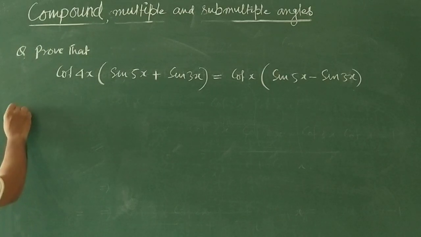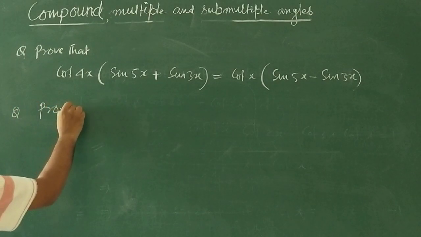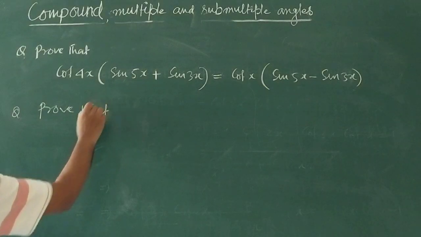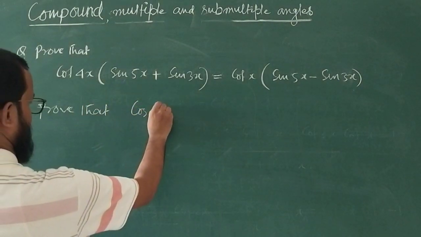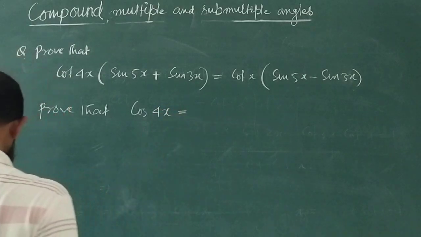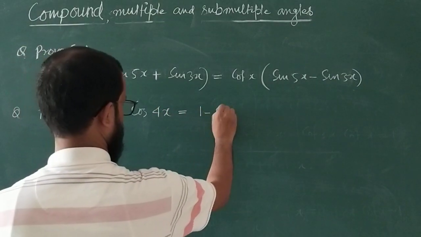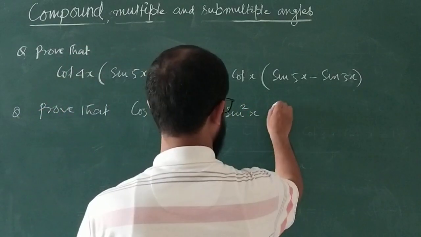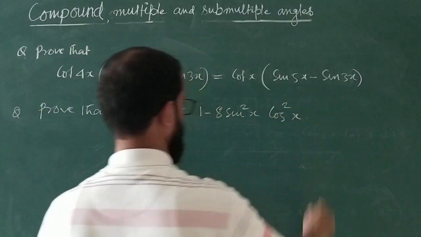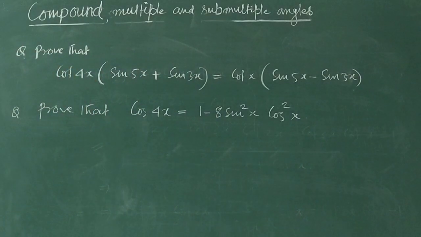Question: prove that cos 4x equal to 1 minus 8 sin square x into cos square x. Okay, 8 sin square x into what? Cos square x.